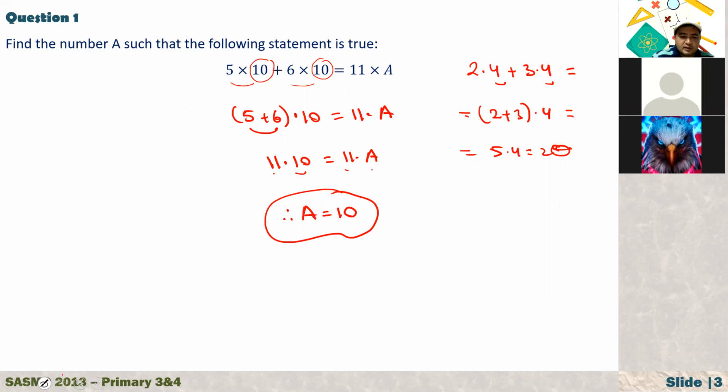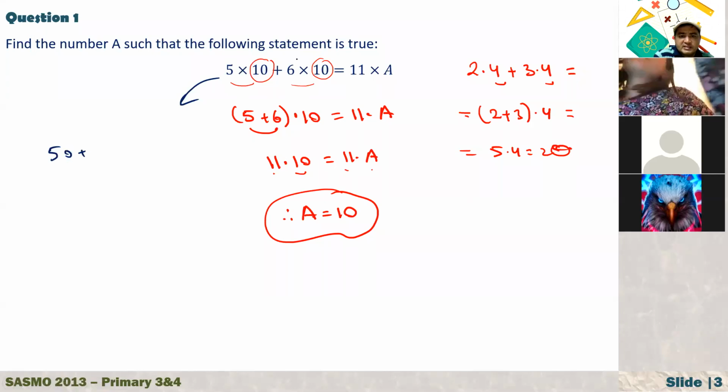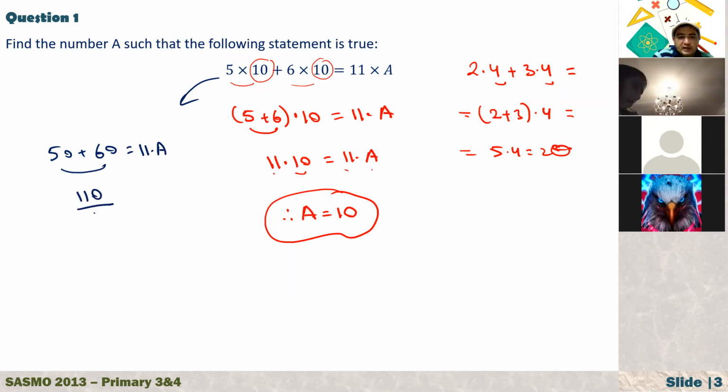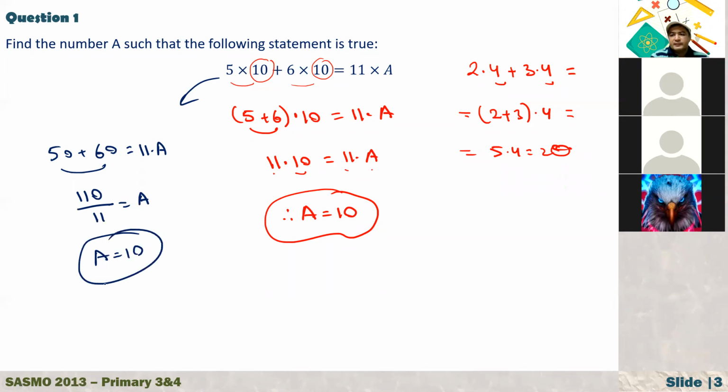Well, even if you just calculate like this, 5 times 10 is 50, right? Plus 6 times 10, it is 60. On the right hand side, 11 times A. 50 plus 60 is 110. And divide by 11, that's equal to A. What is 110 divided by 11? A is equal to 10.